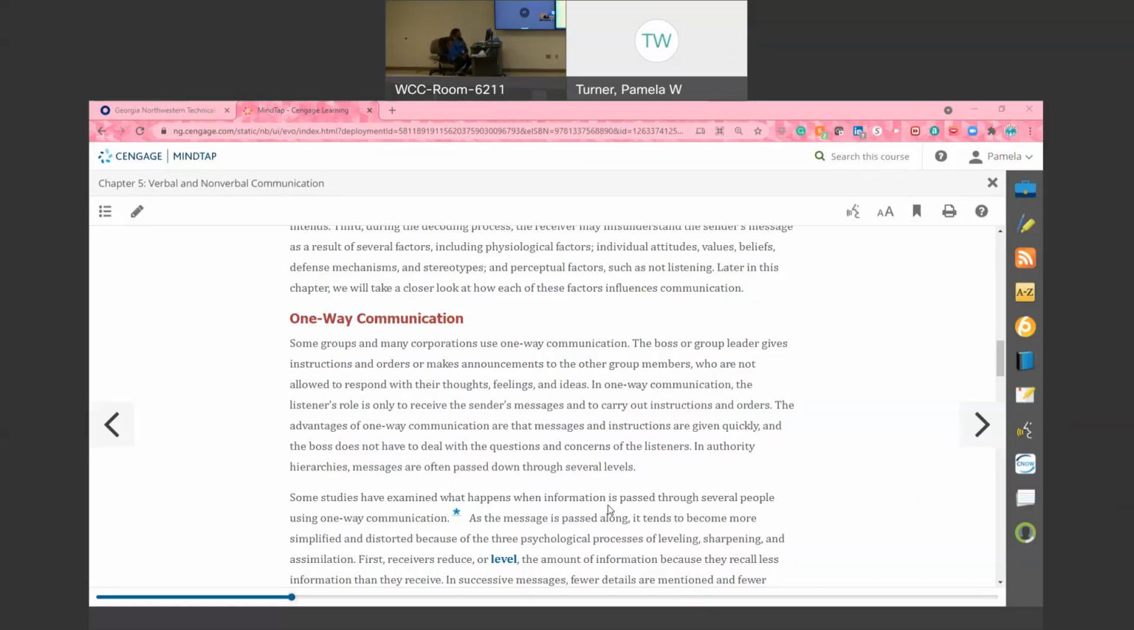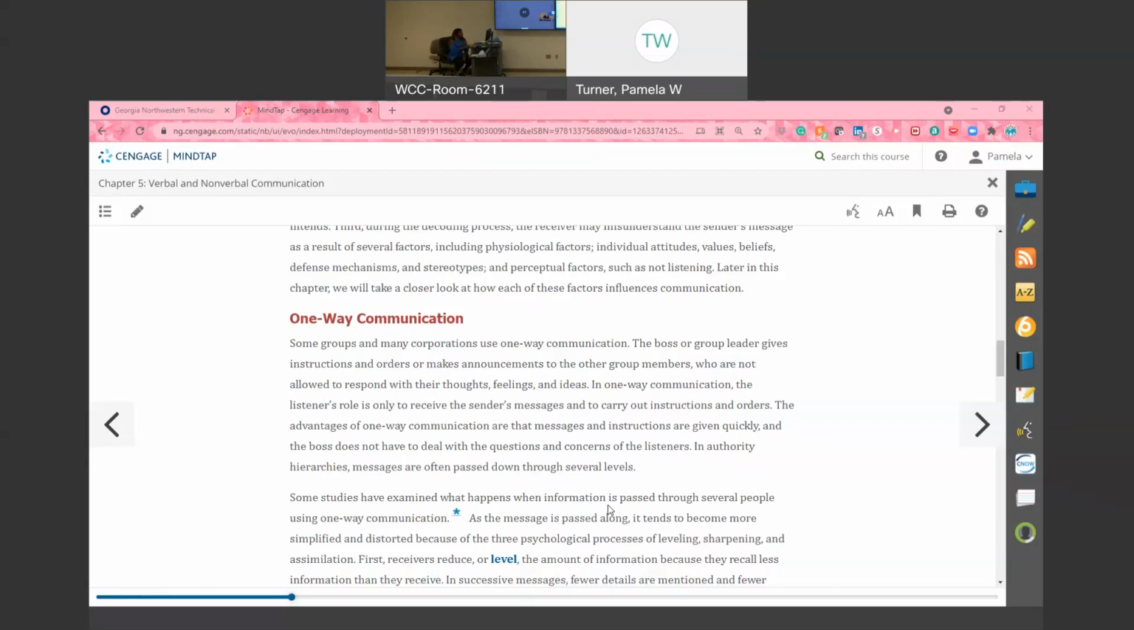Some studies examine what happens when information is passed through several people using one-way communication. As the message is passed along, it becomes more simplified and more distorted because of three psychological processes: leveling, sharpening, and assimilation. This is describing the game telephone, right? You say something to the next person, and the next person, and the next person. By the time it gets to the end, it's totally not what you said. And this is the psychological reasoning for it.